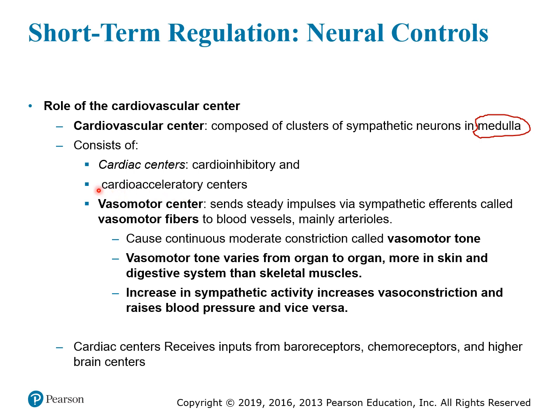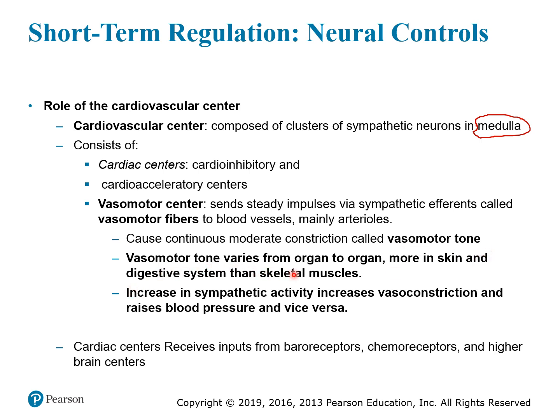Then we have another center which is known as the vasomotor center. The vasomotor center sends steady impulses via sympathetic efferents. Those efferents are called vasomotor fibers, and those fibers go to the blood vessels, mainly to the arterioles. And what do they do? Remember, sympathetic always causes vasoconstriction. So they constrict them, or in other words, they reduce the diameter of the arterioles. And our vessels are under continuous moderate constriction called vasomotor tone.